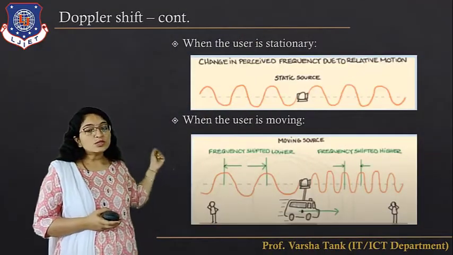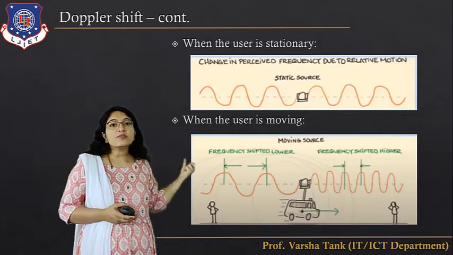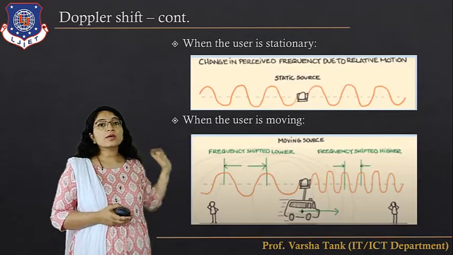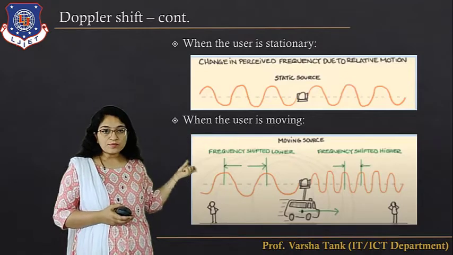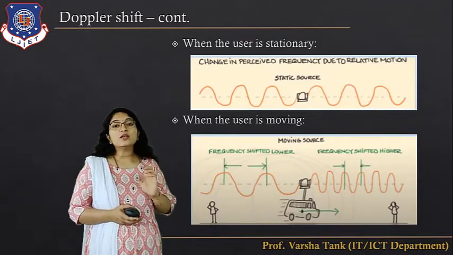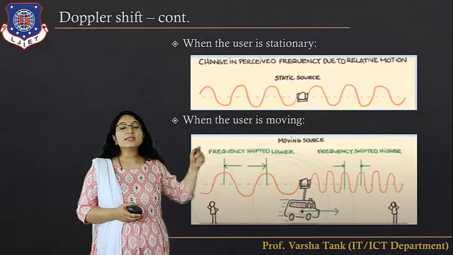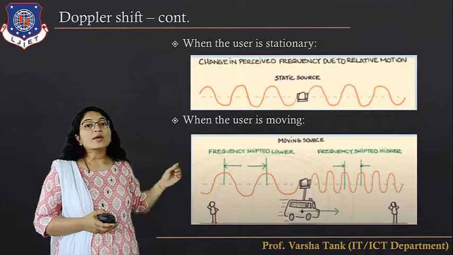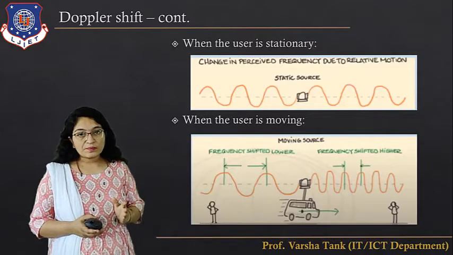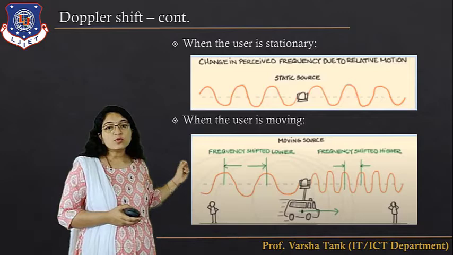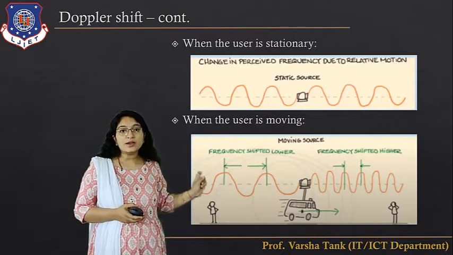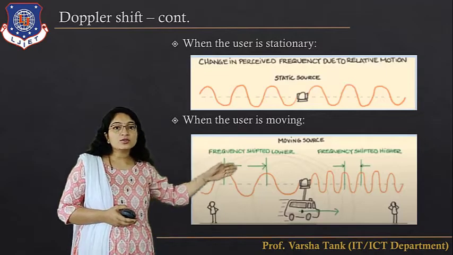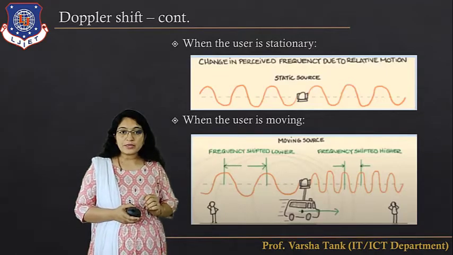Now let's see when the user is stationary, that is, the change in perceived frequency due to relative motion. Here you can see a static source. If the source is static, there is no Doppler shift. The signals come at the same frequency at which they are transmitted. When the user is moving, here you can see the frequency shifted lower, and here the frequency shifted higher, because the user is moving towards the transmitter.